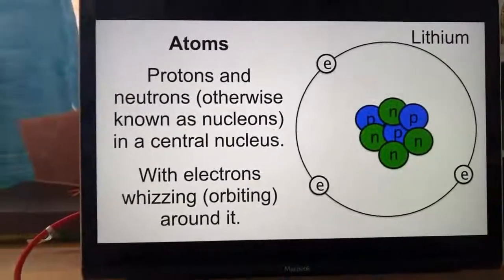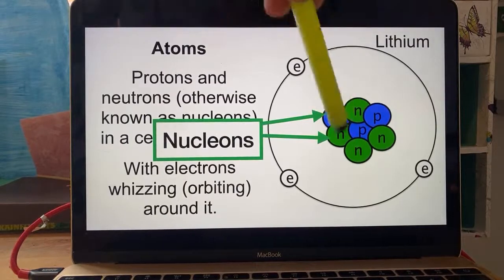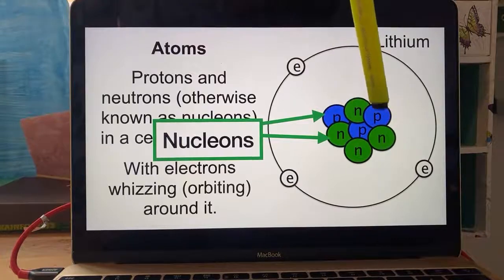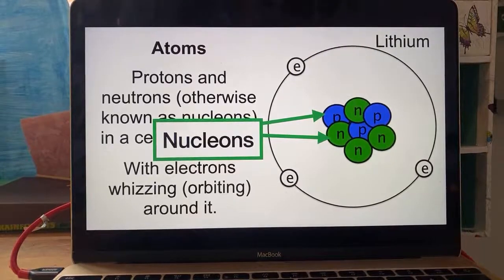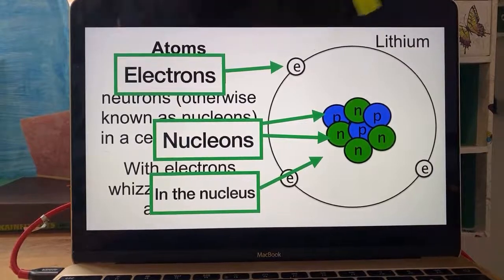All right, so for those of you who weren't here and those of you who have forgotten, a very quick recap of what we did last week. Atoms are protons and neutrons, otherwise known as nucleons, in a central nucleus. So it's already very confusing. We've got nucleons, the neutrons and the protons, which are in the middle of an atom, and that is what we call the nucleus. And then we've got electrons whizzing around the outside of it. We did that last week.